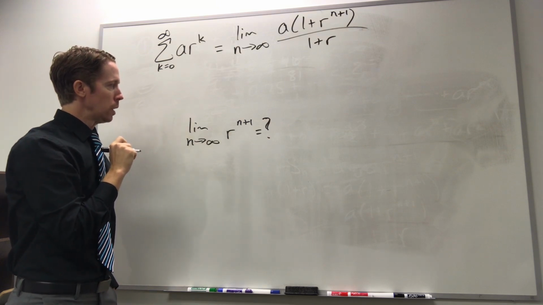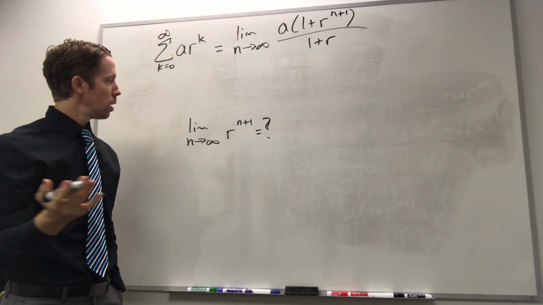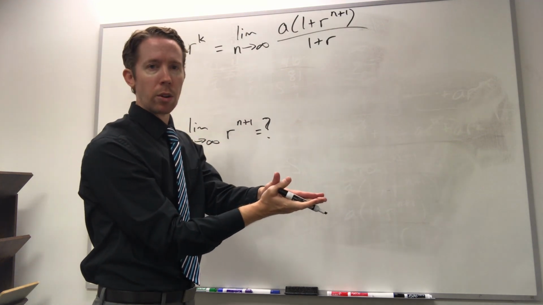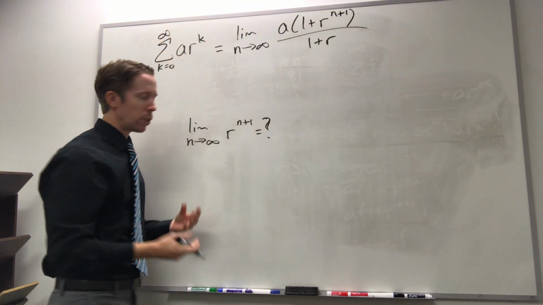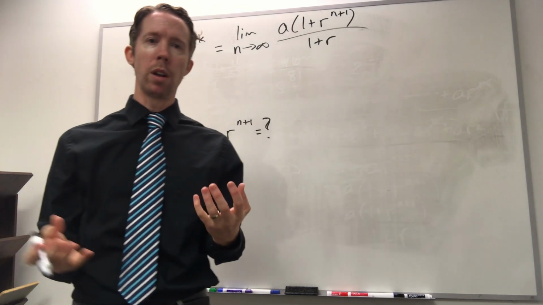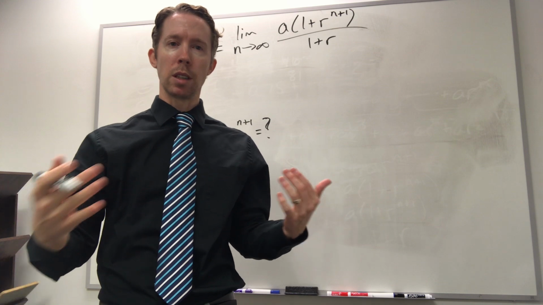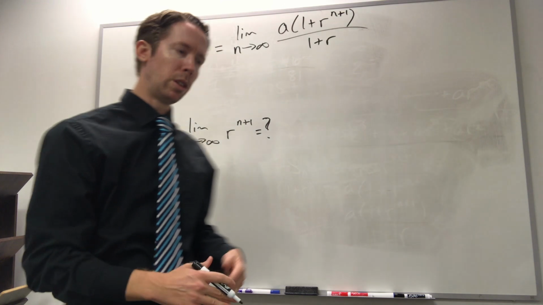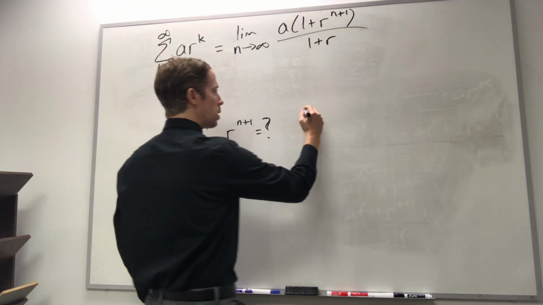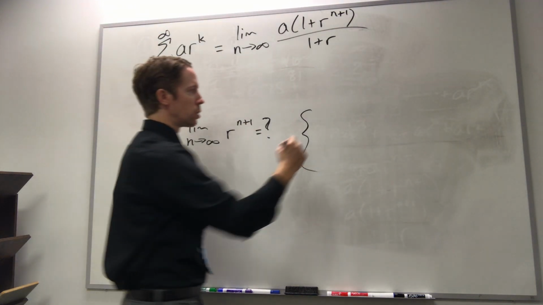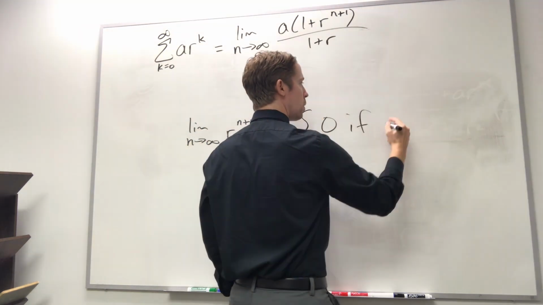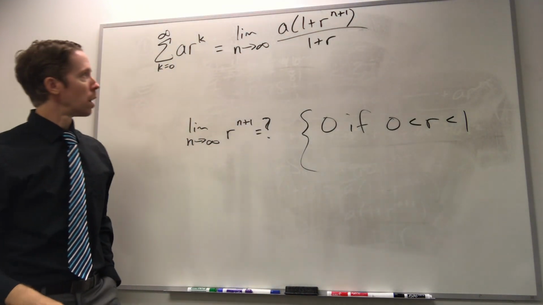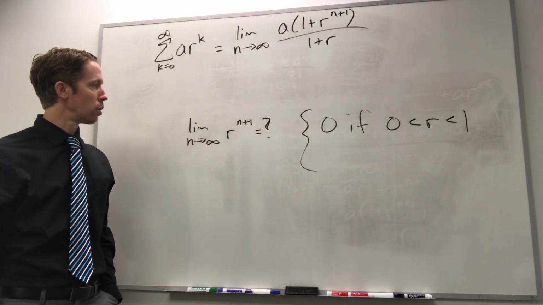If your ratio is between 0 and 1, then when you take this limit, those values will always be shrinking down to 0. So if you take a positive fraction smaller than 1, and you multiply it by itself, you get something smaller than you started with. And if you keep that up forever, you're limiting down to 0. So this has a couple of possible answers. It's 0 if r is between 0 and 1. And by the way, I'm only thinking about positive values for the ratio right now.